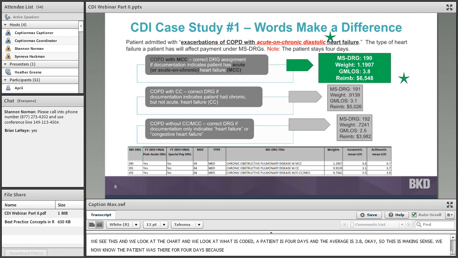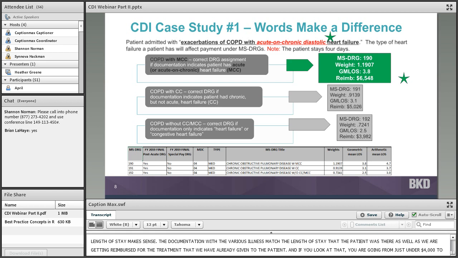So when we see this and we look at the chart and we look at what's coded, we have a patient there that's 4 days. Well, the average is 3.8. Okay, so this is making sense. We now know that the patient was there for 4 days because they had acute heart failure. So we were having to treat them a little bit longer. The length of stay makes sense. The documentation and the severity of the illness match the length of stay that the patient was there, as well as we're getting reimbursed for the treatment that we've already given to the patient.